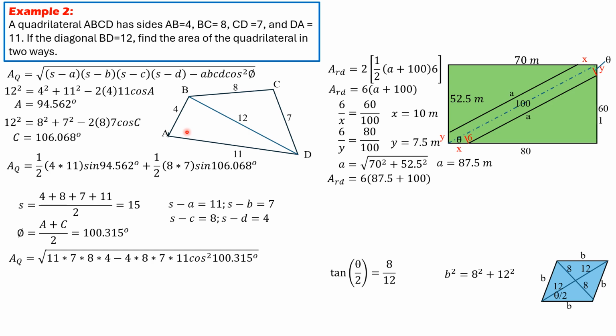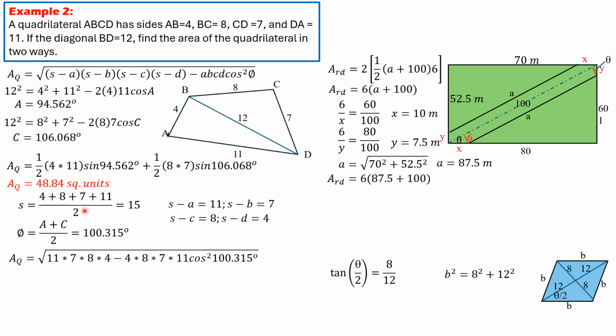Then the area of the quadrilateral is the area of this triangle plus that triangle BCD. For this triangle, 1 half of 4 times 11 sine of angle A. For that triangle, 1 half of 8 times 7 sine of C, 106.068. So the area is equal to 48.84 square units.